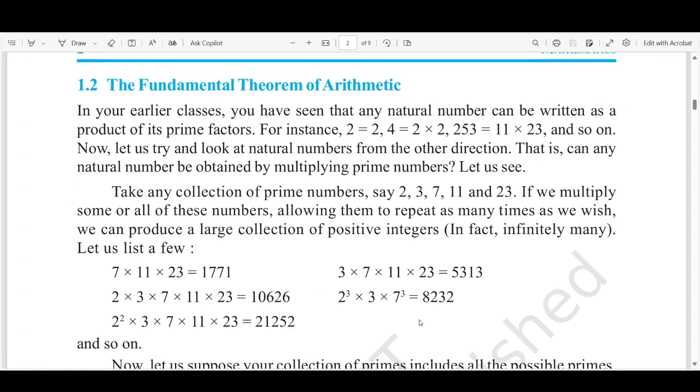So this theorem discusses the idea of writing any natural number as the product of prime numbers in a unique way. Let us discuss that in detail. Suppose you take any natural number, say 253, it can be written as the product of 11 and 23, where 11 and 23 are prime numbers. In a similar way, if you take any natural number and factorize it, finally we can write it as the product of prime numbers.